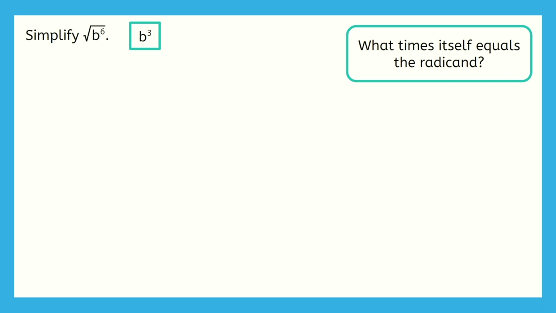Variables represent unknown numbers, so it makes sense that square roots of variables work the same way as square roots of numbers. That means we can ask the same question every time. What times itself equals the radicand?